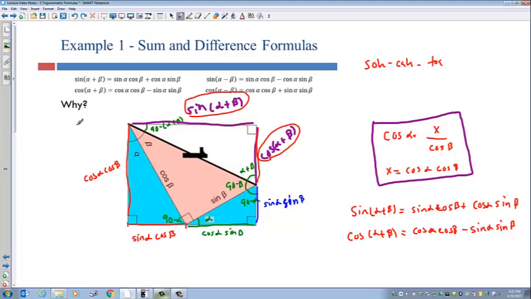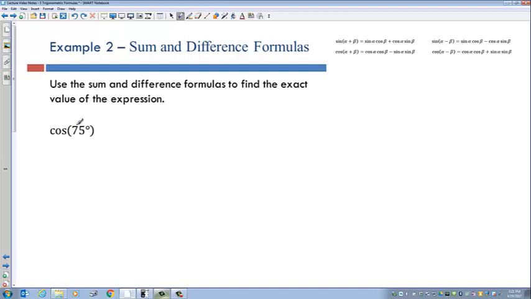But let's do a problem with this, because the problems are actually a lot easier. So the idea is you want to use the sum and difference formulas to find the exact value of the expression. So we want to find the cosine of 75 degrees.